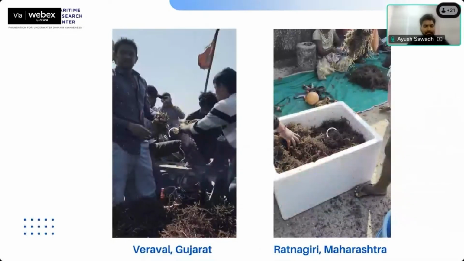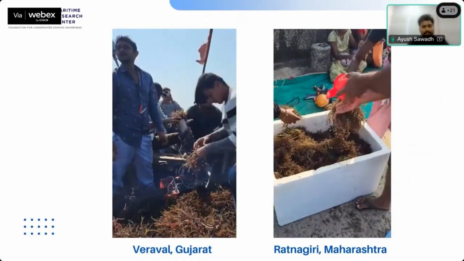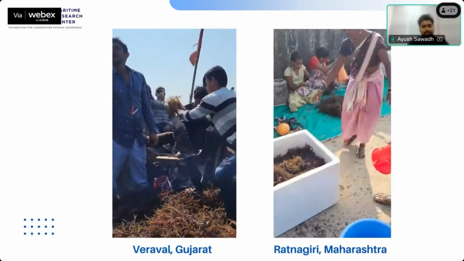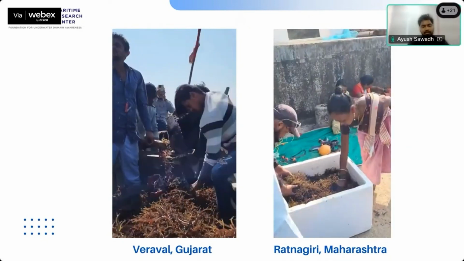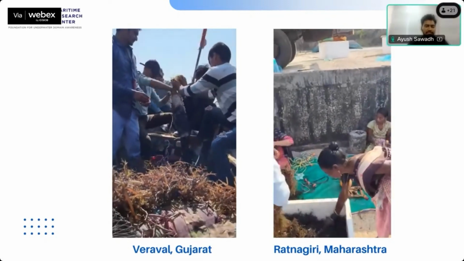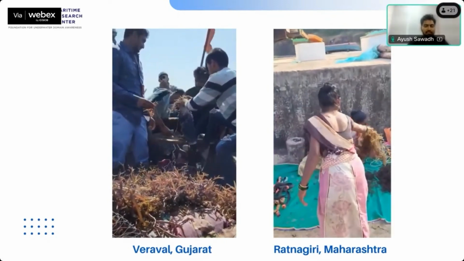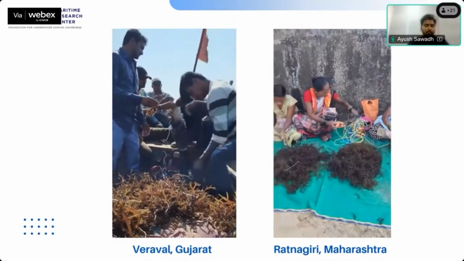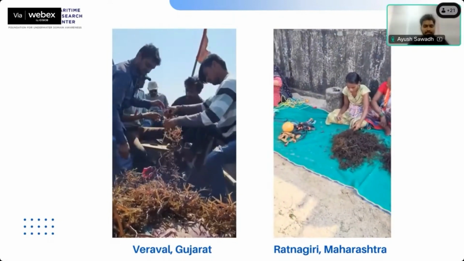In the left video, you can see footage from Veraval when we were on the boat witnessing the tube net method of seaweed farming. And in the right video from Ratnagiri, Maharashtra, you can see women from Parivartan Foundation involved in the roping process of seaweed, which showcased women empowerment.